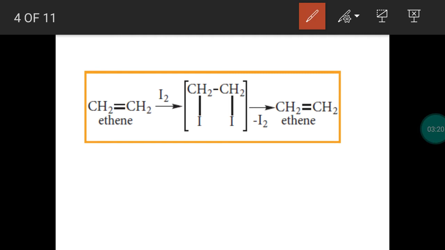Addition of iodine: like chlorine, we add iodine to ethene. As we expect, a vicinal dihalide is formed. 1,2-diiodoethane is formed, but this is highly unstable. So again there is an elimination reaction. Due to the elimination reaction, iodine is liberated and we get the same ethene.